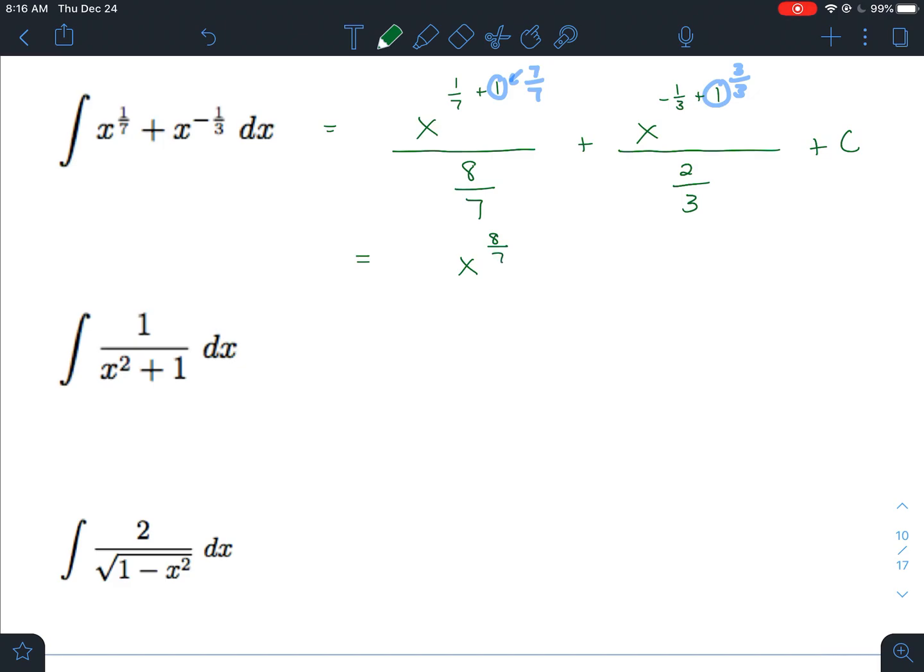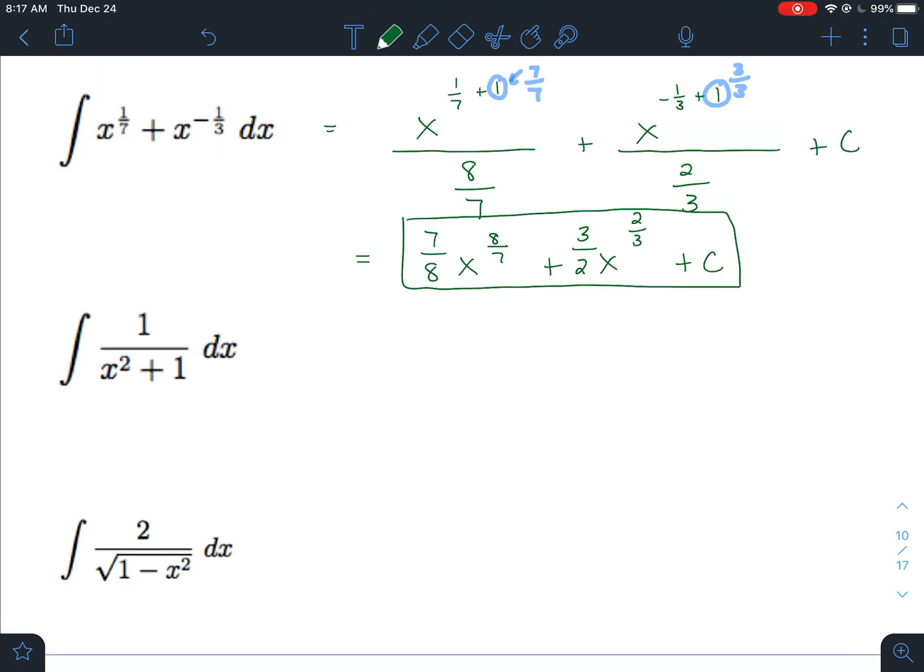Well, if I simplify this, I get x to the 8/7, and remember, when you divide by a fraction, you're actually multiplying by the reciprocal, so I'm going to multiply by 7/8, and then plus x to the negative 1/3 plus 3/3 would be x to the 2/3. And then if I'm dividing by 2/3, I'm actually multiplying by the reciprocal. So I'm multiplying by 3/2 and then plus c. So the antiderivative, or the indefinite integral, of x to the 1/7 plus x to the negative 1/3 dx, becomes 7/8 x to the 8/7 plus 3/2 x to the 2/3 plus c.